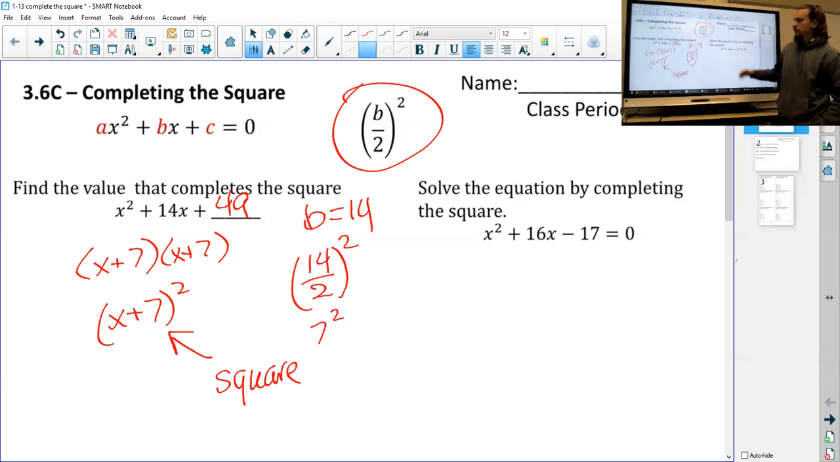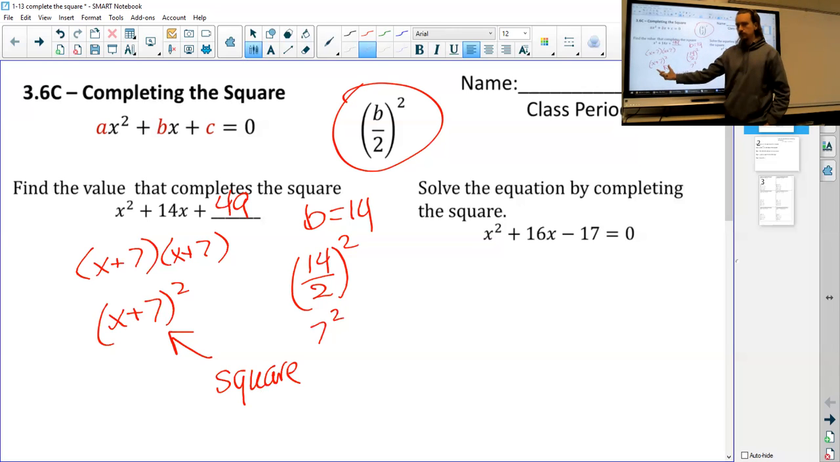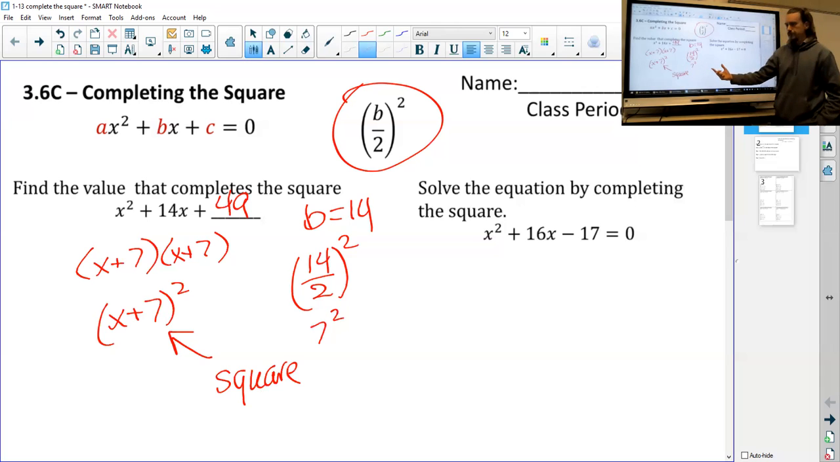Okay, so for every one of these, the whole idea is to rewrite our equation so that the left-hand side looks like this. So what we're going to spend today doing is figuring out how to do that. So here we go. Solve the equation by completing the square: x squared plus 16x minus 17 equals 0.